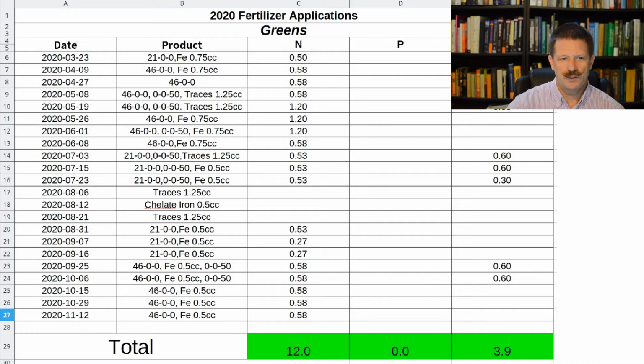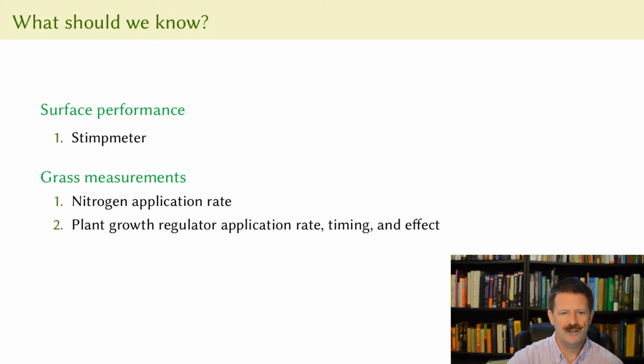So if you just write down the amount of fertilizer applied at every application, you will have this. Because nitrogen is the element that really controls how fast the grass will grow, you need to know how much has been applied year to date. Everybody should know that. Another thing to know is the plant growth regulator application rate, timing, and effect.